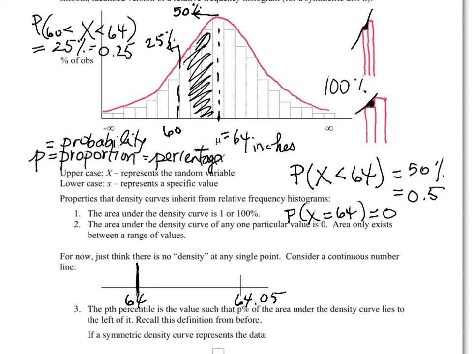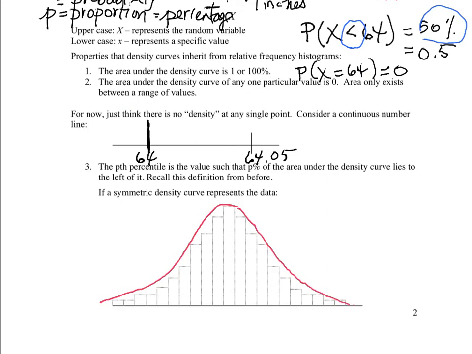So we could write that 60, I'll write it in blue, 60 is known as the 25th percentile. Okay? And 64 is what? 64, because to the left of 64 is a 50% density, so 64 is the 50th percentile. Okay, so it's the median as well as the mean as well as the 50th percentile. So many ways to say the same thing. So let's try a few more examples to make sure you understand this concept.